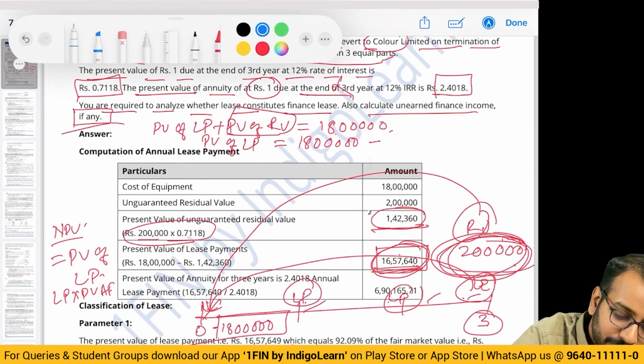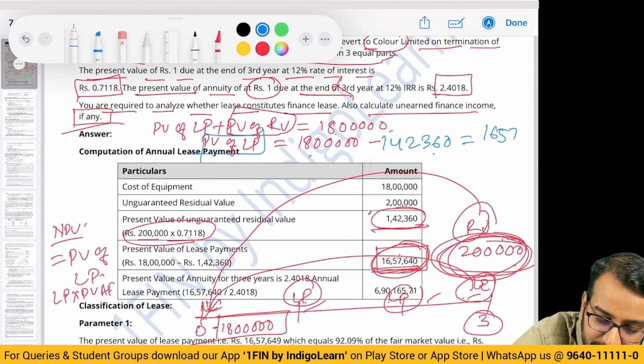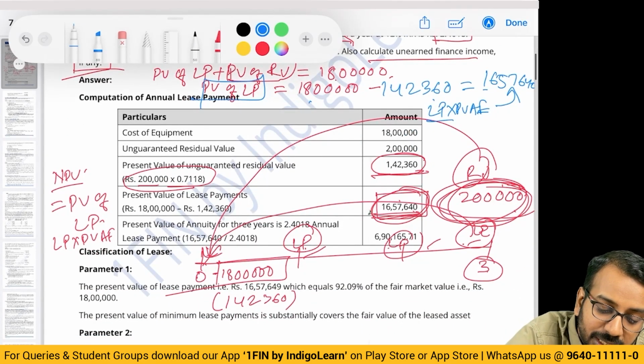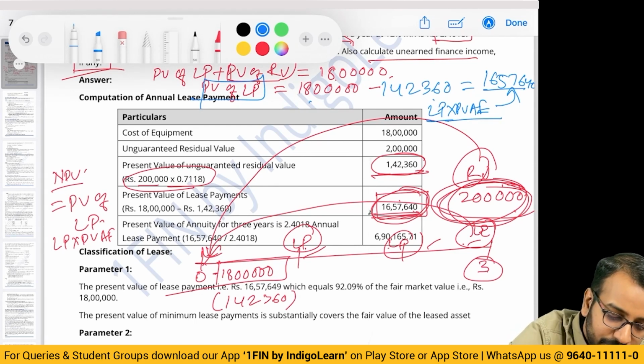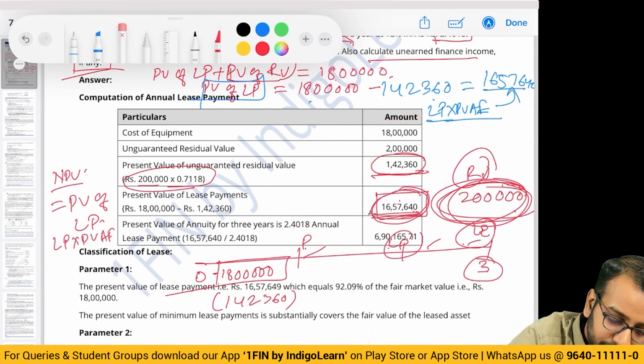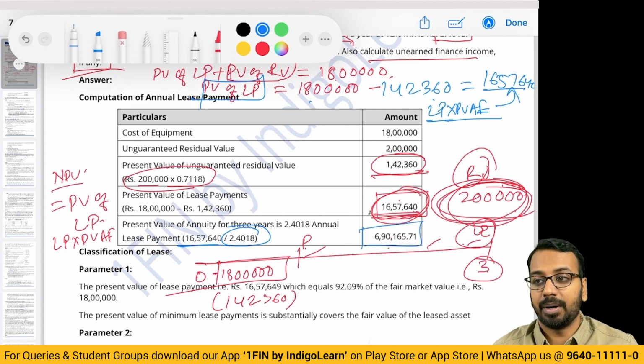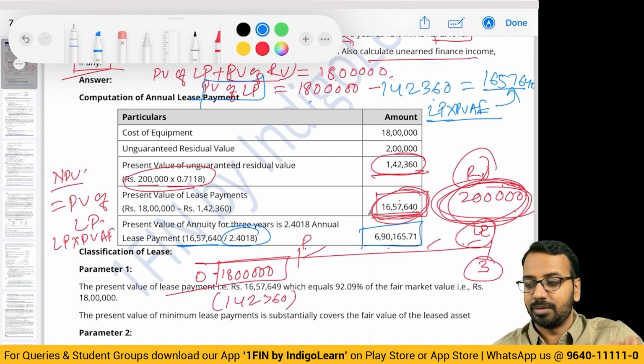Which we calculated as 142,360. So present value of lease payment should be 18 lakhs minus 142,360, that is equal to 16,57,640. Then present value of lease payment is lease payment into present value annuity factor, that is equal to 16,57,640. So lease payment is 16,57,640 divided by present value annuity factor, that works out to 6,90,165. This is the lease payment. Are we clear with this calculation?